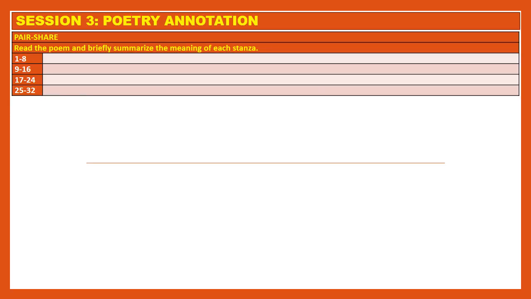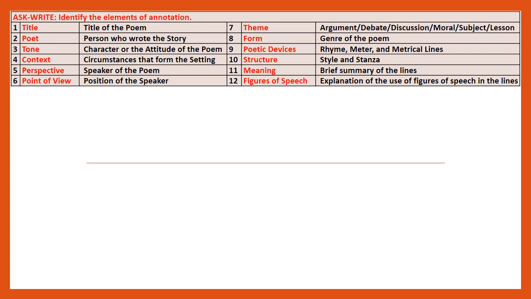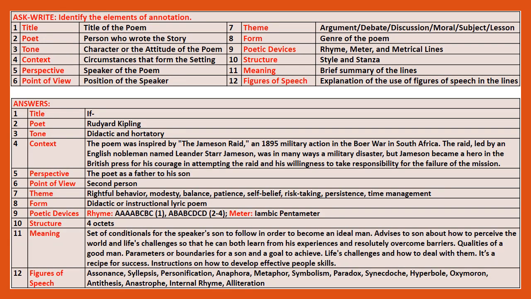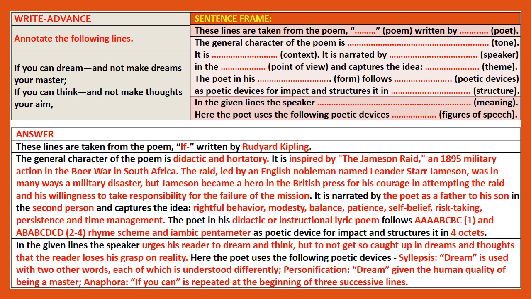Session 3 begins with a task that encourages you to interpret the poem and write a verse-by-verse summary. Take time to identify the elements of annotation, such as tone, context, perspective, point of view, theme, form, and structure. Use the identified elements of annotation to annotate the given lines. You may use the given sentence frame as a guide to annotate the lines.